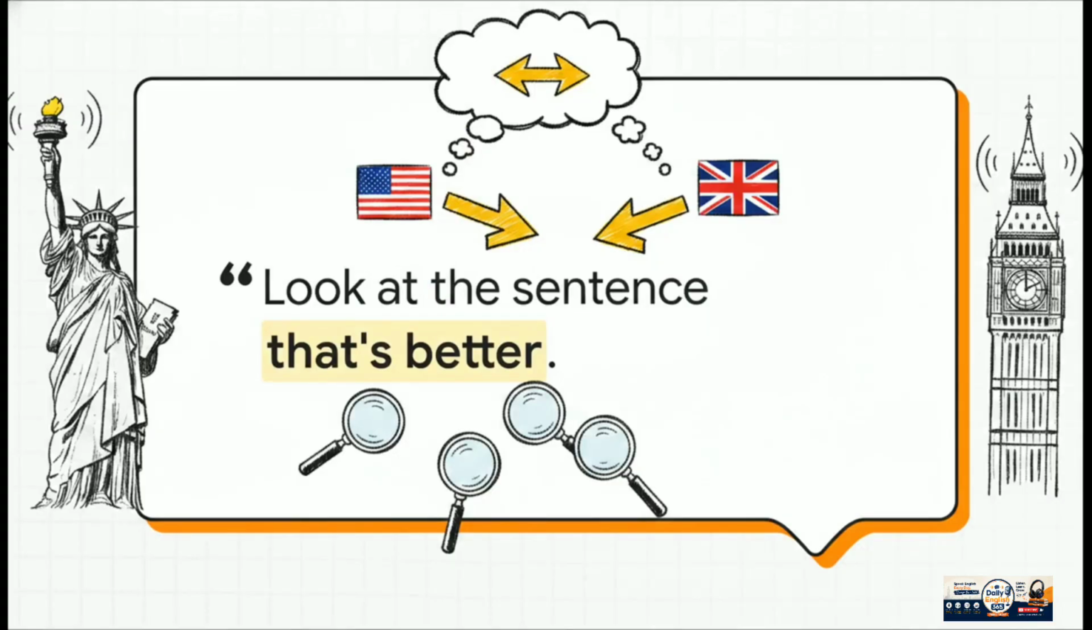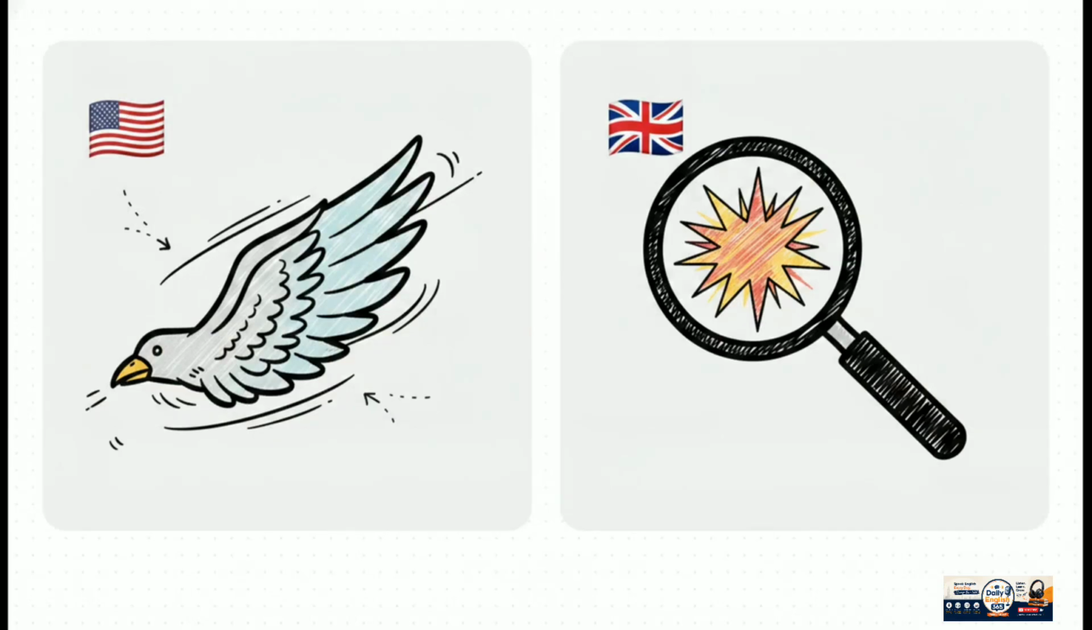Let's head into Section 3, the tricky letter T and how one single letter changes everything. Here is a very, very common English sentence. That's better. Please look carefully at the word better. Notice the letter T right there in the middle. That's better. Now let's see how our two different accents say this exact same word.